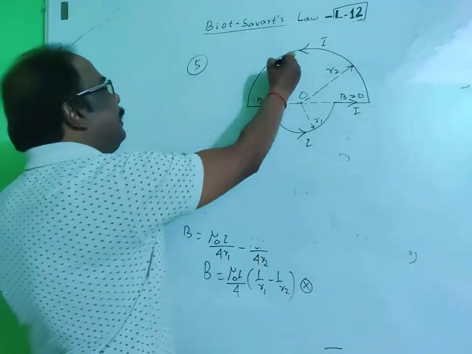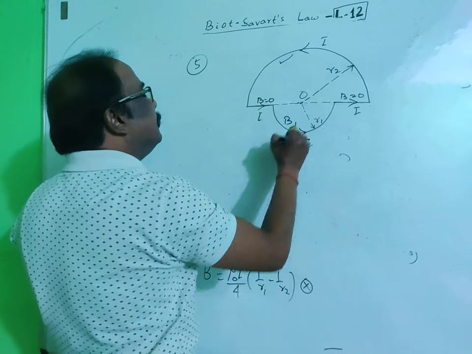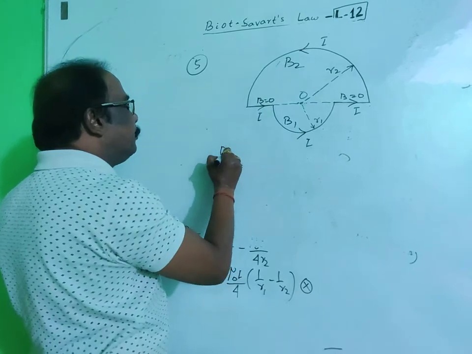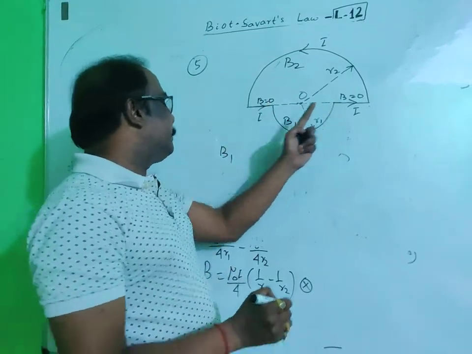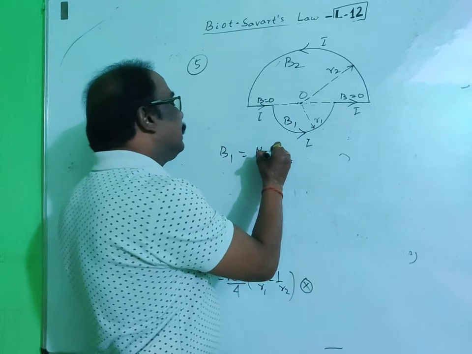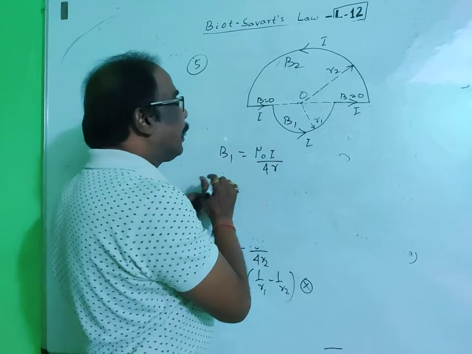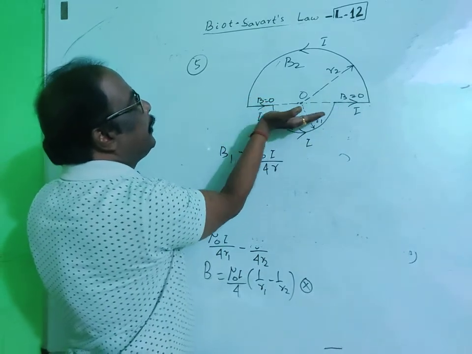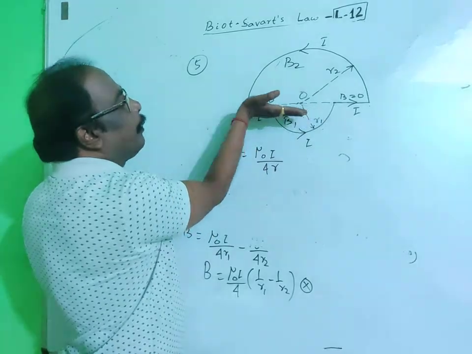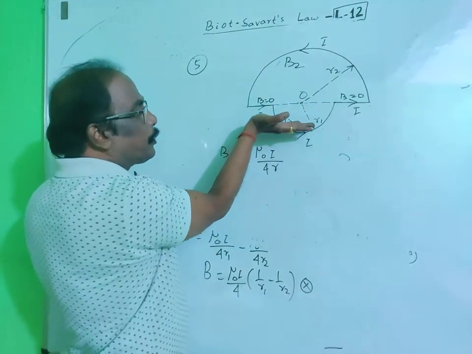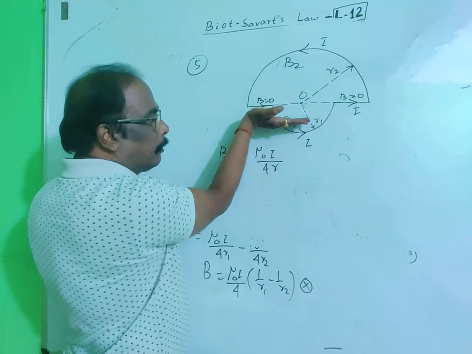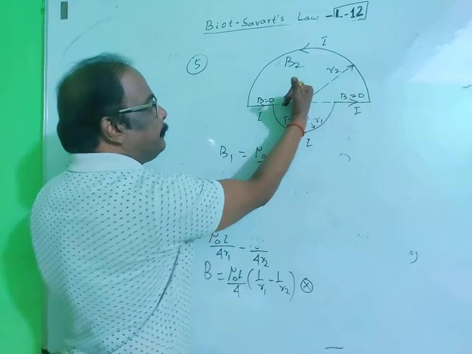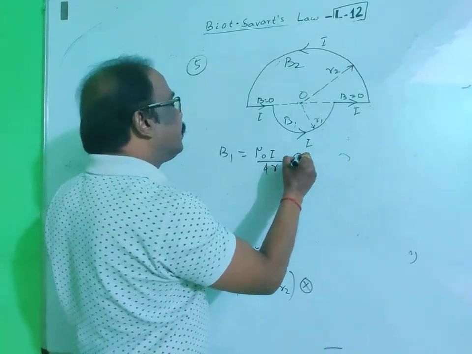So, magnetic field due to these two semicircles: let the field due to the smaller semicircle be B1 and due to the larger semicircle be B2. B1 is the magnetic field due to the smaller semicircle. Due to a semicircle, magnetic field is mu naught I by 4R, and current is in anticlockwise order. Just curl your finger about O, inside the semicircle is O, along the order of current, then the erect thumb is outward. So this is a dot field.